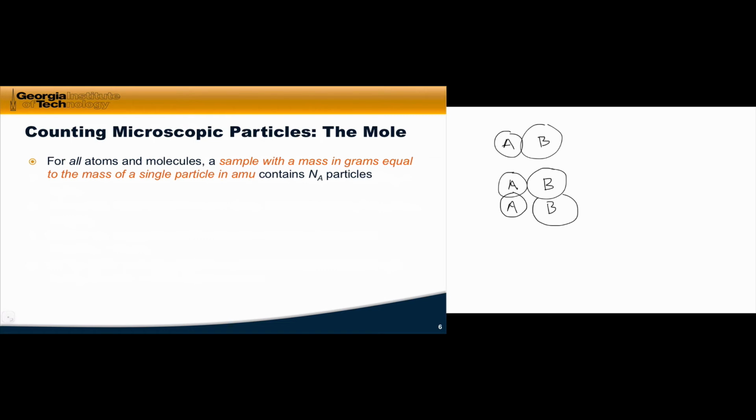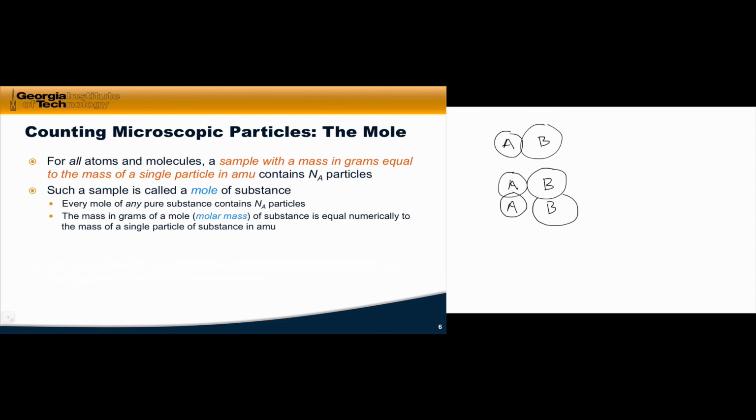And we can say that for all atoms and molecules, a sample with a mass in grams equal to the mass of a single particle in AMU contains Avogadro's number of particles. That's essentially the definition of N sub A, right, as we saw before. It's the number of particles that adds up to a mass in grams equal to the numerical mass of a single particle in AMU. Such a sample is called a mole of substance. Every mole of substance contains Avogadro's number of particles, and the mass in grams of a mole is equal numerically to the mass of a single particle of a substance in AMU.